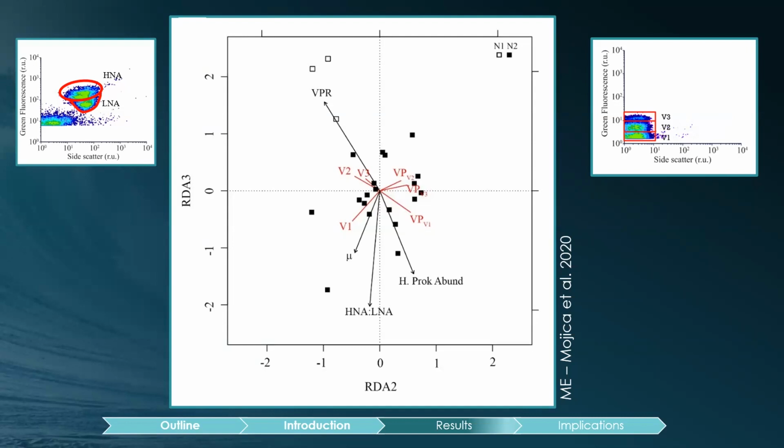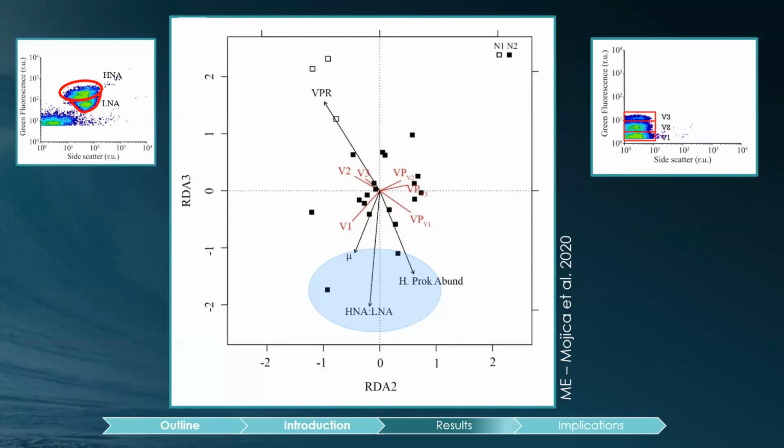And what you see here is that we have these different virus groups, V1, V2, V3. Now you can see that V1, and the production of V1, was most closely tied to HNA. On the opposite side, which would be LNA, you have your V2 abundance and production. And this is your ratio of host to viruses. So what this tells me is that the relative distribution of these two different groups has some influence on the distribution of my virus groups.